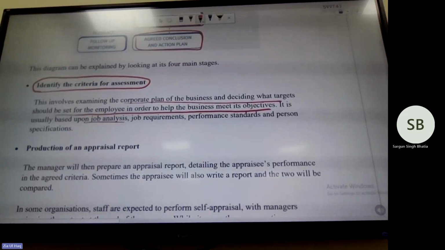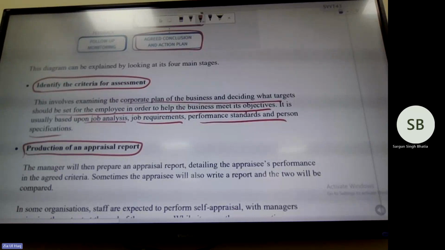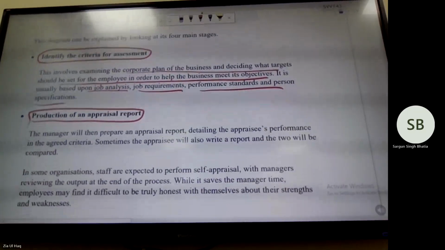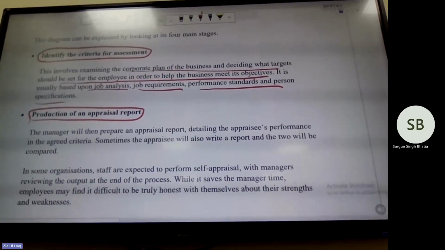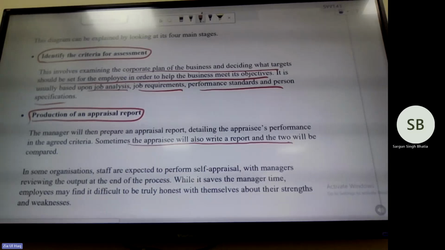It is usually based upon job analysis, job requirements, performance standards and person specification. These targets relate to job design, job analysis, and person specification. And then you need to produce an appraisal report, a report where you have defined the actual results and in another column the target, so that both manager and employee can compare and discuss. The manager will then prepare an appraisal report detailing the appraisee's performance against the agreed criteria. Sometimes the appraisee will also write a report. Sometimes the manager asks the employee, okay, you can prepare your target achievement report by yourself, so we will discuss with each other.